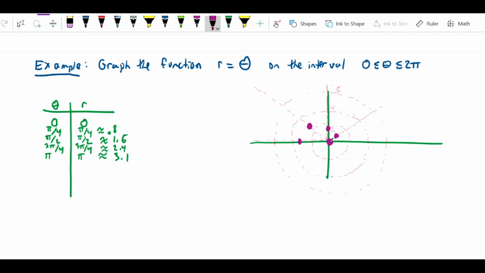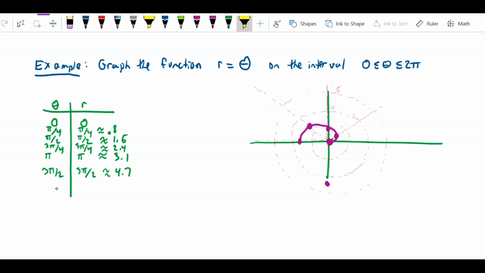So let's start to draw what we have. It's looking a little bit shell-like, maybe a little spiral-like. Let's see what we continue to get. I don't have to put in all of these points, but let's put in 3 pi over 2. The exact value of r is 3 pi over 2, but I'm going to write this as approximately 4.7. The second concentric circle is 4, so I want to go about 0.7 beyond that. That takes me there.